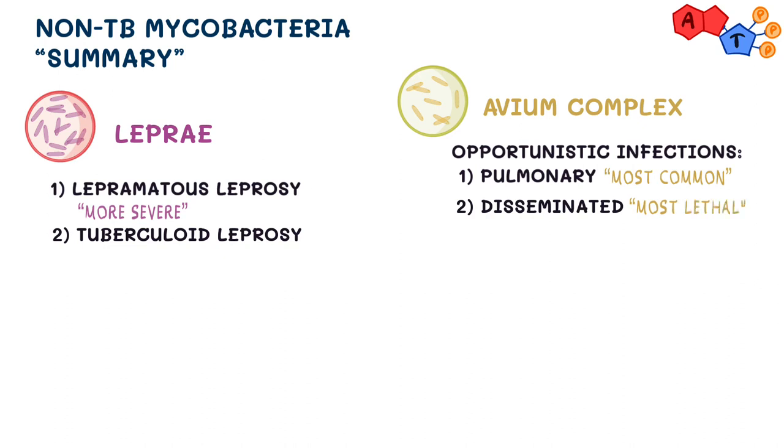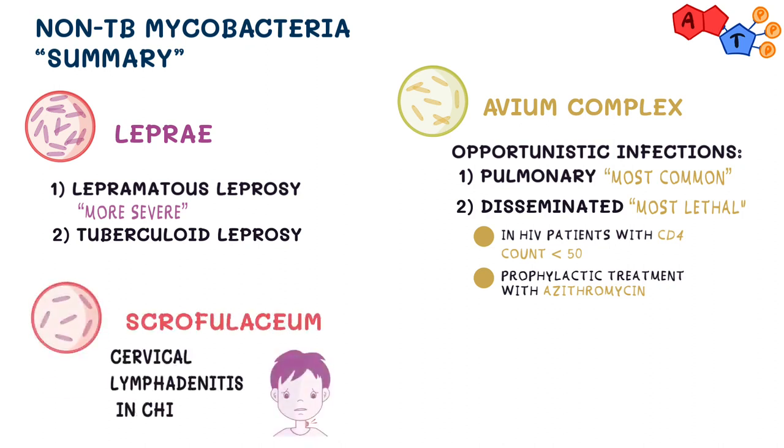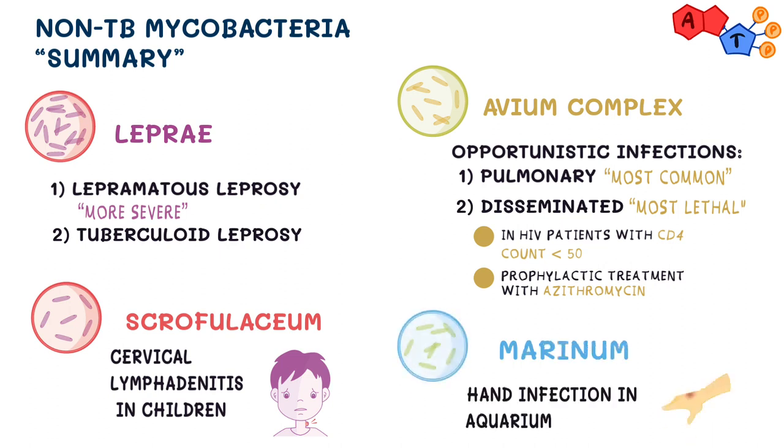The disseminated one presents in patients with HIV with CD4 counts less than 50, which should be prophylactically treated with azithromycin. And lastly, Mycobacterium scrofulaceum causes cervical lymphadenitis in children, while Mycobacterium marinum is known to cause hand infection in aquarium holders.